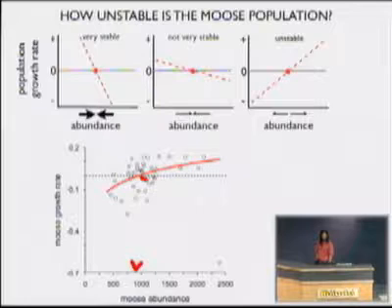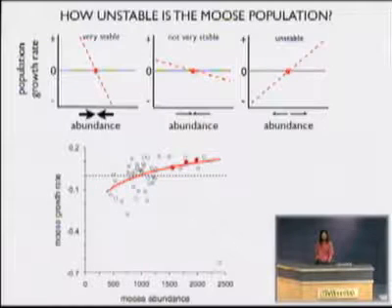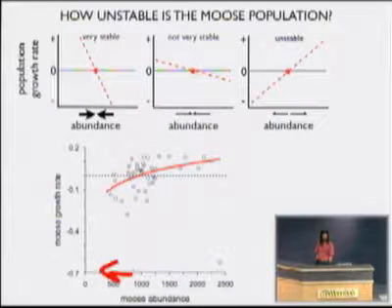But if the moose population gets perturbed a little bit from it, well, then the growth rate tends to be positive, which means that if you're above 1,000, you're going to tend to increase. But if you're below 1,000, you're going to tend to decrease.